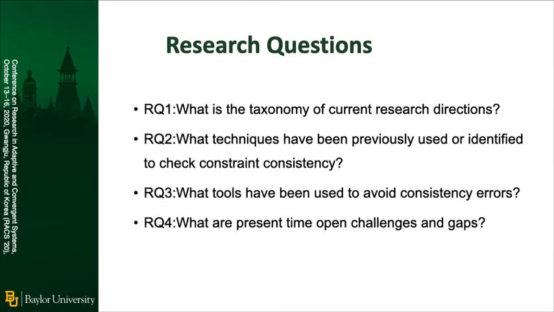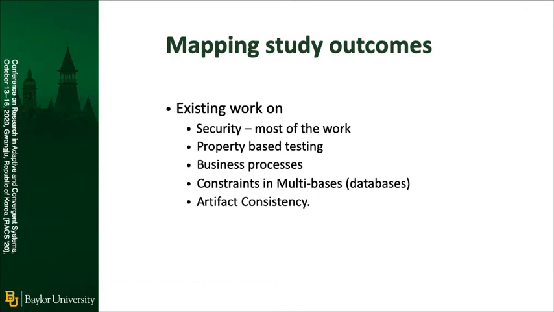We formed 4 research questions. First is about the taxonomy of the research direction, about techniques on the constraint consistency checking, existing tools, and also if we could identify some of the open challenges and perhaps gaps. And of course, it implies opportunities that there are for the research. So these are the categories that we have identified mostly from those 15 papers.